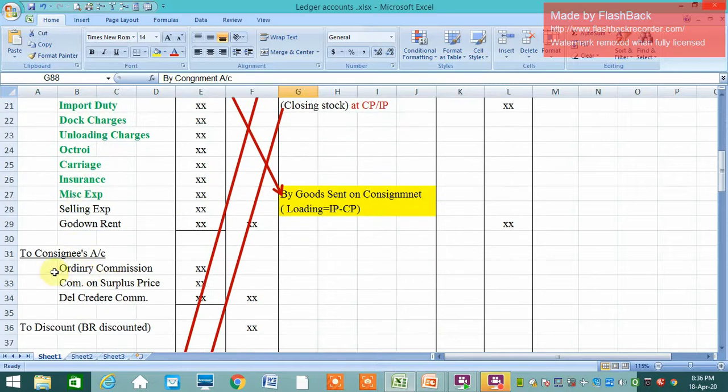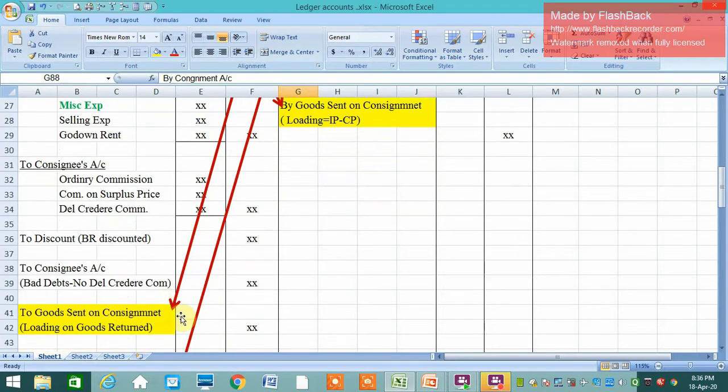Then the next thing is the commission paid by the consignor to the consignee, 'To consignee's account'. You have to record those commissions. Ordinary commission is always calculated on total sales. Surplus commission is calculated on the difference between invoice price and selling price. Then del credere commission is always calculated on credit sales, but if in the problem it is specifically given as calculated on total sales, then only it will be calculated on total sales.